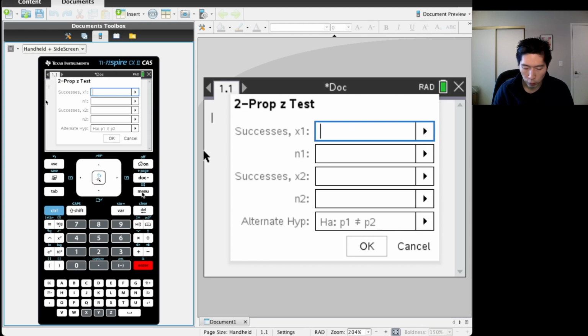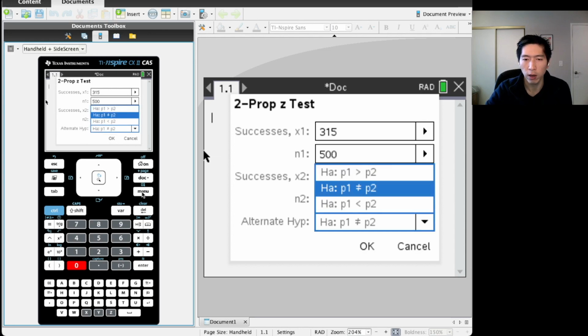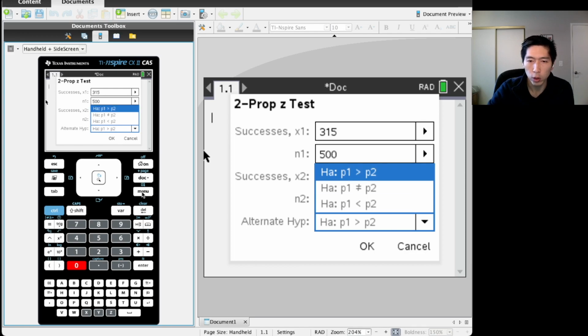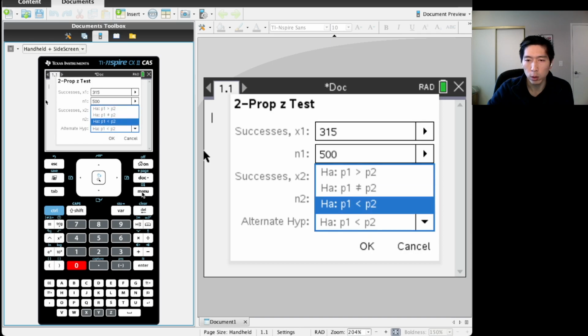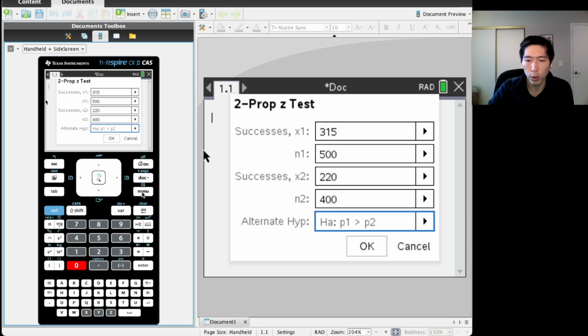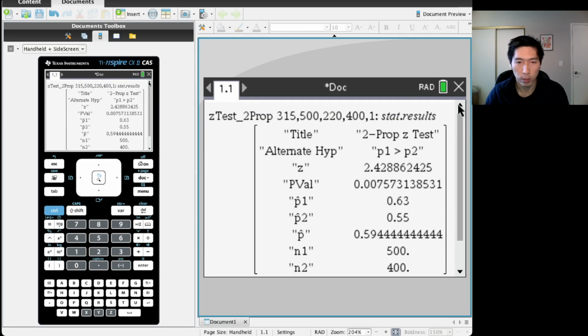All we're going to need are the two fractions. For women, it was 315 out of 500. For men, it was 220 out of 400. If you remember our alternative hypothesis, we were testing to see if P1 is greater than P2. So if you mouse over this, you could select one of these three options: P1 greater than, not equal to, or less than. We're going to choose the top one right here, and we can hit OK. And then we have all of our data right here, and we could copy and paste this over.